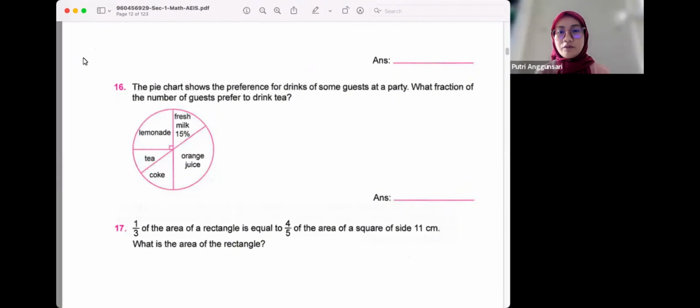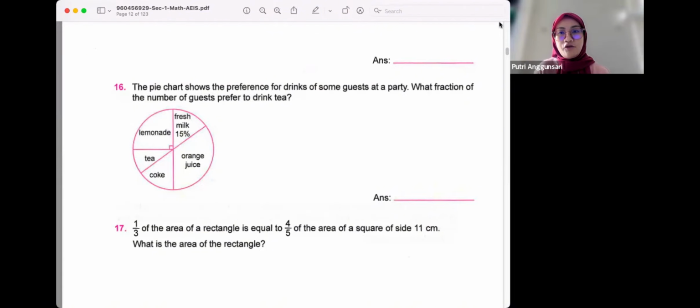Next up, we have Singapore curriculum. This is secondary 1, math AEIS. Solving all these questions is a bit tricky because we are only given limited time to solve many questions. The highlight for solving these questions is to check out the pattern. We also need to have good knowledge about calculation, number sense, and of course, pattern.